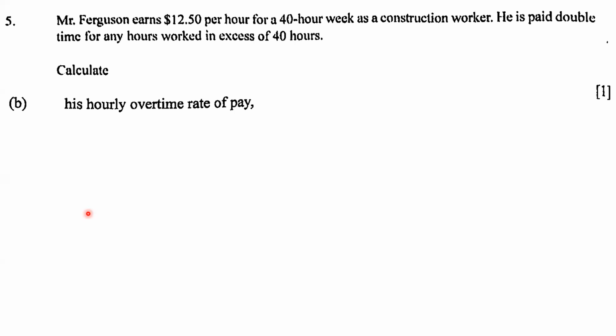Now let's move on to part B. It says we want to figure out his hourly overtime rate of pay. Notice that he's paid double time for any hours worked in excess of 40 hours. So double time for any hour that he worked overtime.